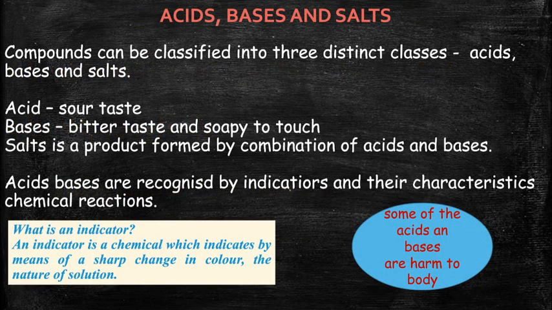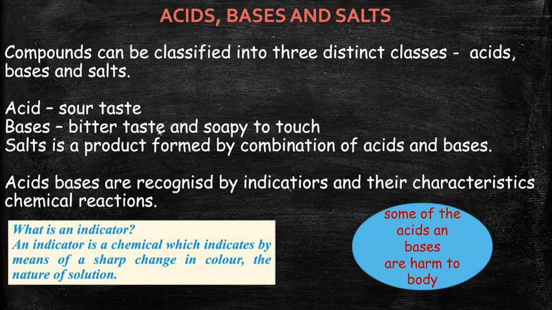Okay, so before learning about the definition, let's know some basics about acids, bases and salts. Generally you would have learned in lower classes that compounds can be classified into three distinct classes, that is acids, bases and salts. So what are acids in general? As we know, acids have a sour taste, and bases are bitter to taste and soapy to touch. And a salt is a product formed by the combination of acids and bases. So when acids and bases react together, they produce salts. It is not recommended to taste acids or bases because some of them are harmful to the body.